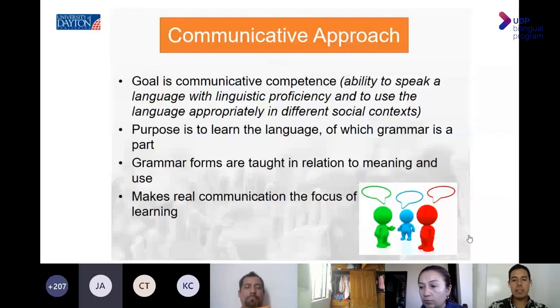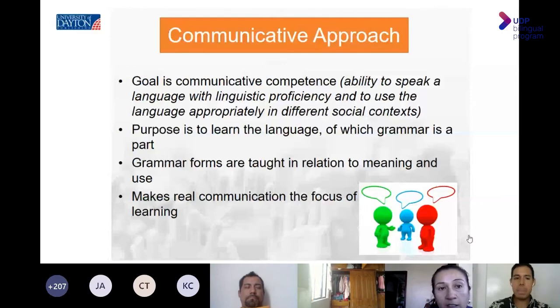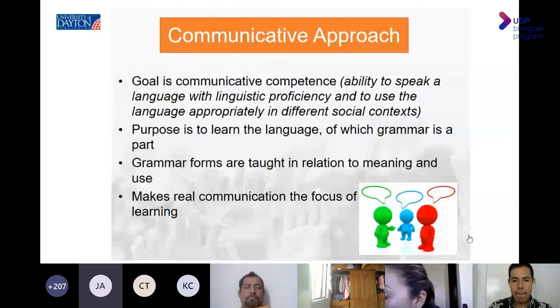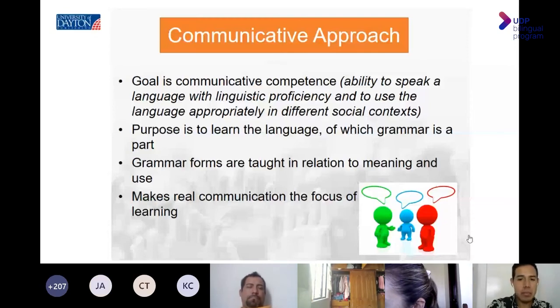I'm sorry to interrupt you. I think we all are having the same problem. We're still seeing the communicative approach slide. I can't see anything else apart from that. Could you please repeat that line? On my screen, I can only see communicative approach and the points after it. Are we still on that page, or do you have something else? No, I have something else. A lot of people are writing that they can't see it or hear it. Okay, I'm going to close the presentation and open it again.